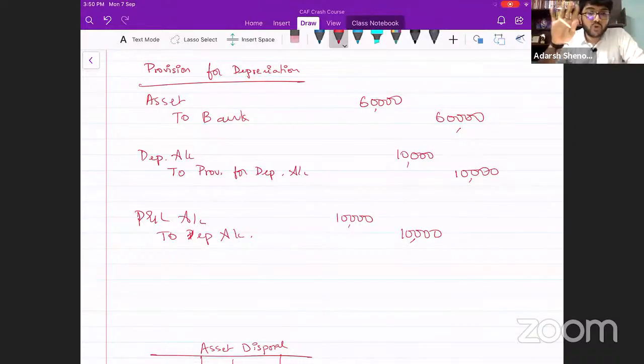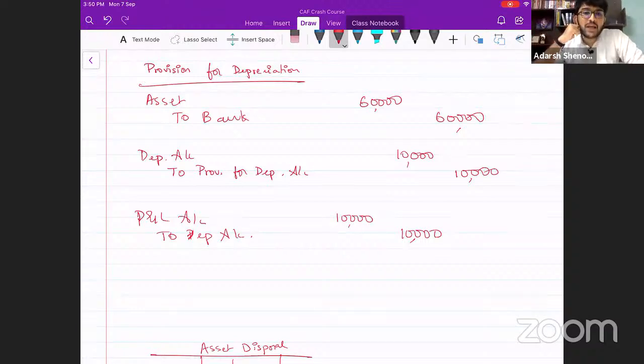Now, can you tell me what is the balance in the asset account? Because of these three entries, can you just tell me the different balances? Asset account, how much balance is there? 60,000. Debit balance or credit balance? Debit balance of 60,000 rupees. Wonderful.